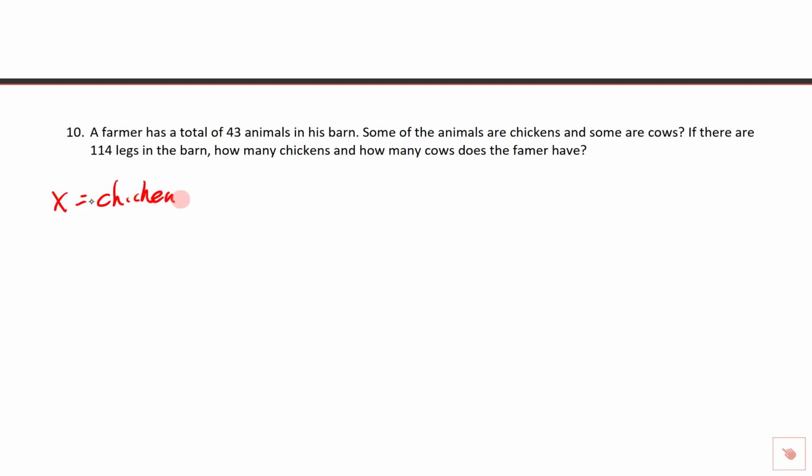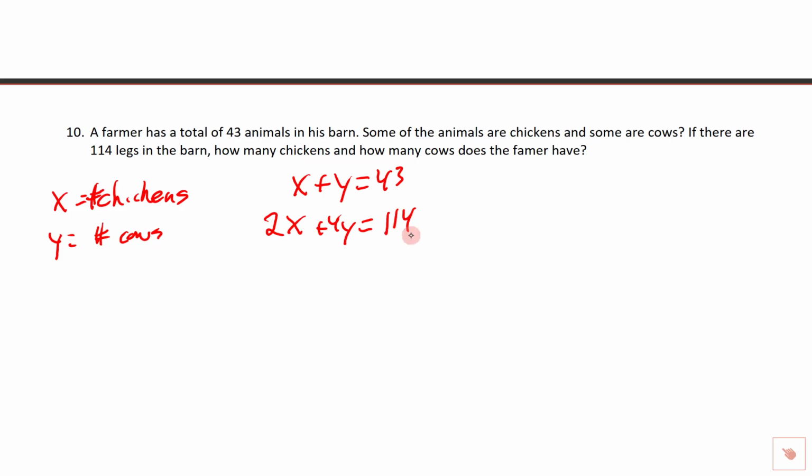So this is going to be chickens, and I'm going to put a little number sign there. So the number of chickens, and y is going to be the number of cows. And if there are 43 animals altogether, we're going to do x plus y equals 43. So that equation is about the number of animals. Number of chickens plus the number of cows, we get 43. And then we know chickens have 2 legs, so we're going to do 2 times every chicken plus 4 times every cow, and we get 114 legs altogether. So I'm going to go ahead and multiply this one by -2 because I'm going to eliminate that x right there.